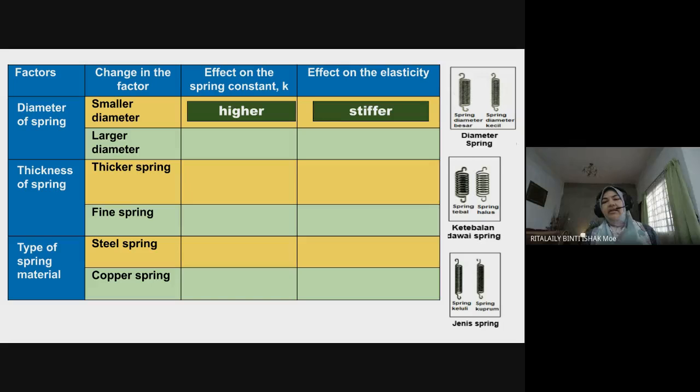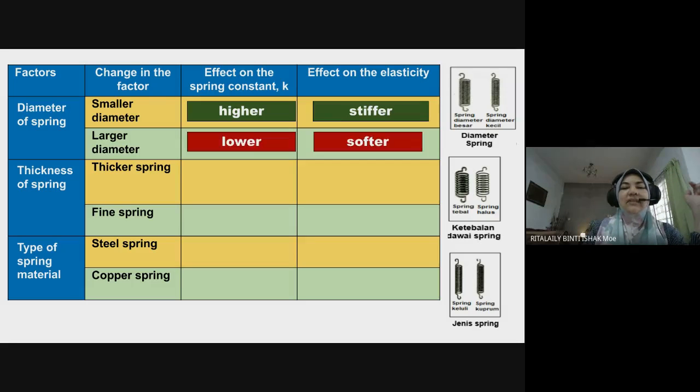Okay, so when we talk about the initial length, when we talk about the diameter of spring, you have to bear in mind what is changed here is only the factor that we talk about. Let's say we are discussing diameter of spring. So only the diameter of spring is different. The initial length is the same. The thickness of the spring is the same. So when we talk about one factor, the other factors that affect the spring constant must be the same or must be constant.